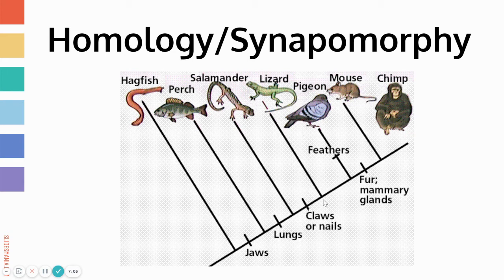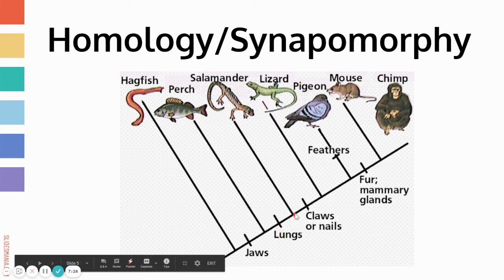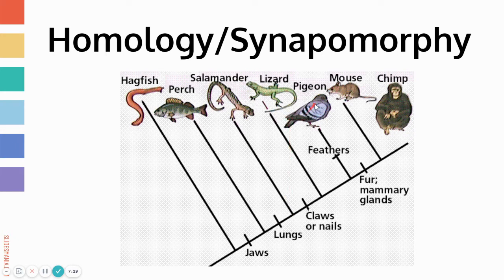They're synonyms. Homology is probably easier to say, or a homologous trait. So if you're thinking about two organisms and they share a trait because their common ancestor had that trait and passed it on to both of them, that's called a homologous trait. So you can see the same thing for, let's say, lungs down here. This common ancestor that exists at this node had lungs, and so salamanders, lizards, pigeons, mice, and chimps all have lungs because their common ancestor possessed it and passed it on to all of them. So that's one way that two organisms can share a trait because their common ancestor had that trait as well.